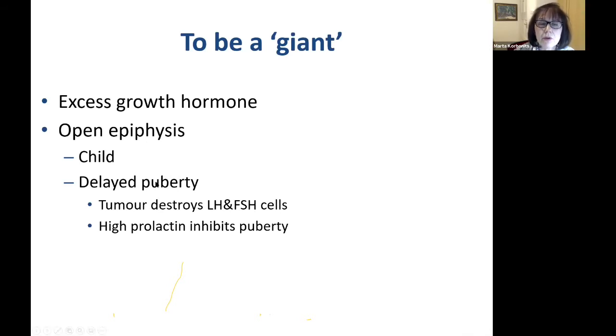So if you have a delayed puberty, either because the tumor in the pituitary gland destroys those cells I pointed out, which make these 2 hormones which regulate the gonads, then you will lack puberty. And also one of the other hormones, prolactin, which sometimes is co-expressed by the tumor with growth hormone, if you have high level of this hormone, again, that will inhibit puberty.